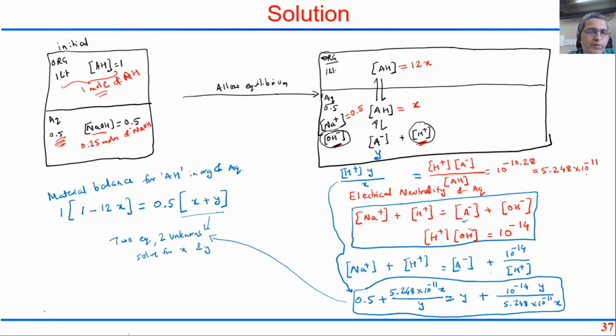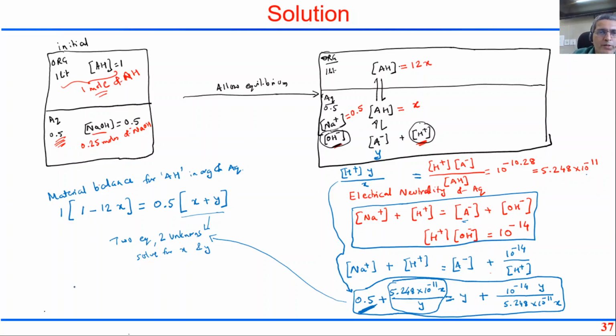You may not get some 27 point something, because this is a very minor change. You see now this 0.5, how large it is as compared to this term. X and Y are like molar concentrations. So X and Y are of the order of 1. So 5.248 into 10 raised to minus 11 is going to be very small, into X divided by Y is going to be very small as compared to 0.5. Right? But don't trust, you can just do this yourself.